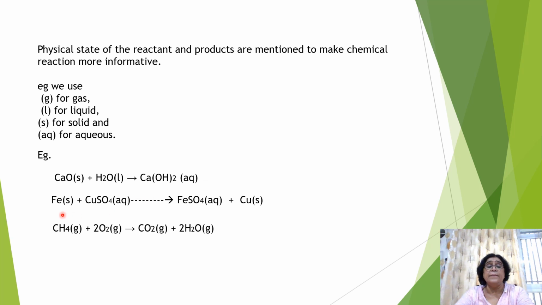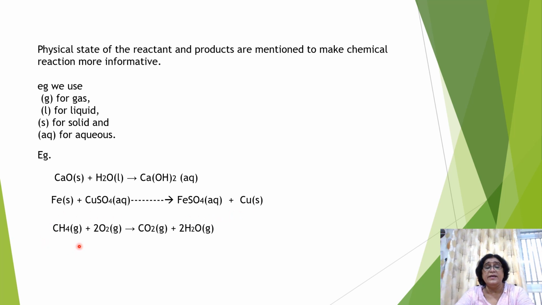Okay, another example. Fe is iron, in the solid state, reacted with copper sulfate, which is an aqueous solution, that means prepared by dissolving copper sulfate solid in water. It gives you ferrous sulfate, again an aqueous solution, plus copper, which is a solid. So this is again a chemical reaction, and representing the states makes it more informative.